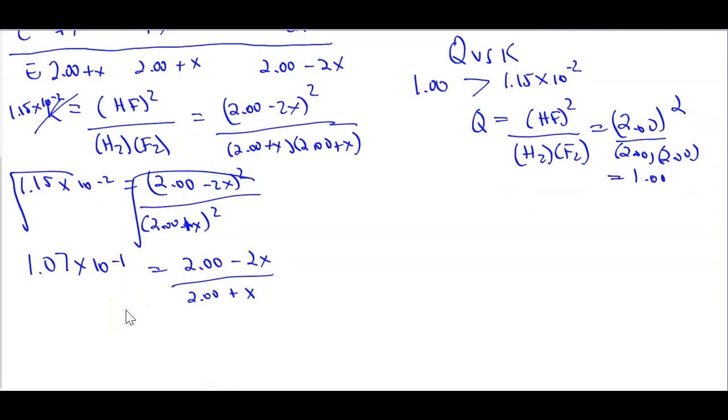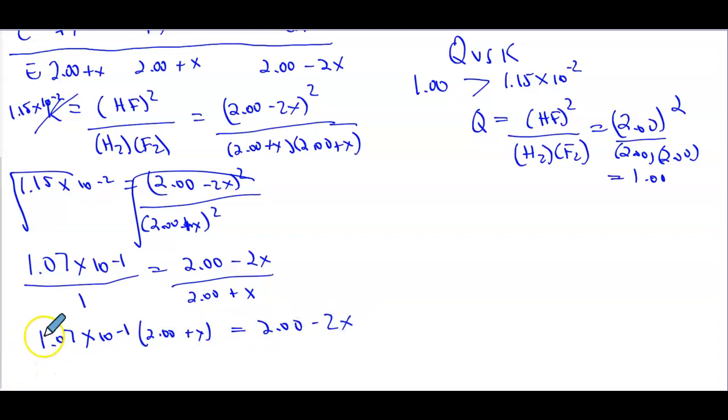To do that, we have to put this over 1 and cross multiply. So then technically this is going to be 1.07 times 10 to the negative first times (2.00 plus x) equals 2.00 minus 2x. I'm going to distribute this through. So 1.07 times 10 to the negative first times 2 is going to give me 2.14 times 10 to the negative first plus 1.07 times 10 to the negative first x. I just distributed that through, multiplied it through the whole thing.